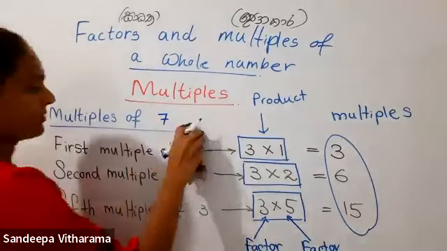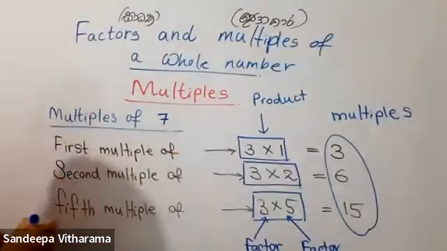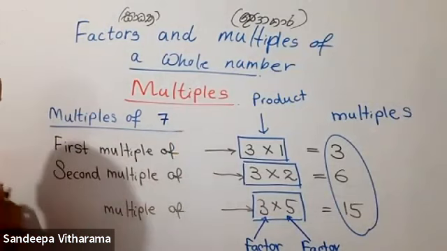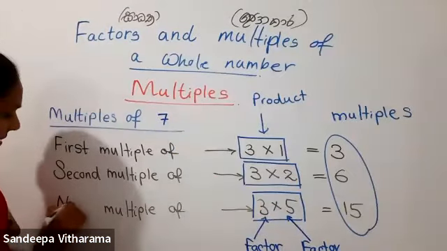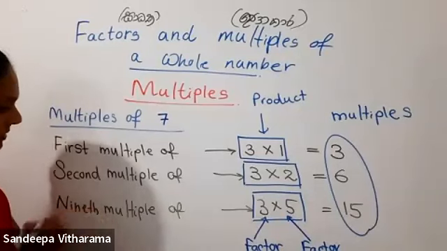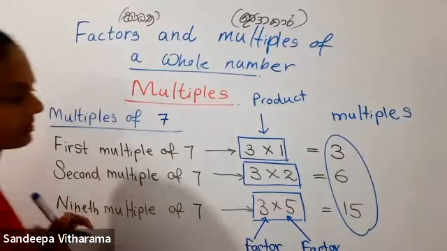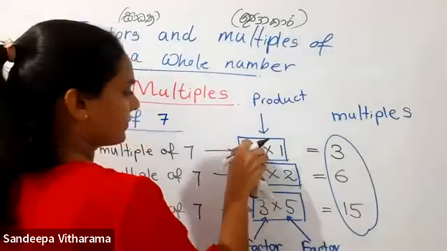First multiple of 7, second multiple of 7, fifth multiple of, I will take 8. Now, or let's take 9. Ninth multiple of first, second, ninth one. Okay, try to obtain the answer.